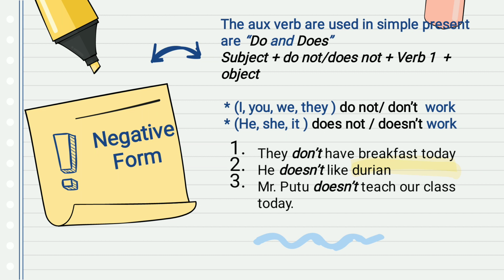Basically, when you say do not or with contraction don't, or does not with contraction doesn't, there is no big difference here. However, don't or doesn't is commonly used in spoken English. Jadi don't or doesn't biasa lebih umum dipakai ketika kita berbicara.